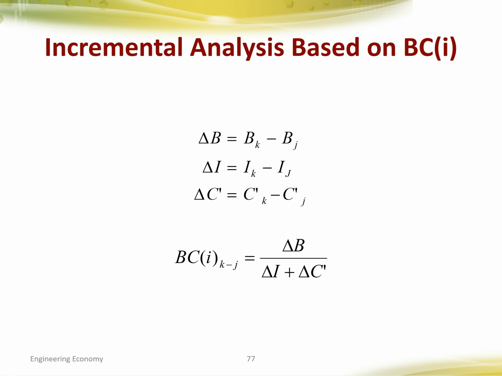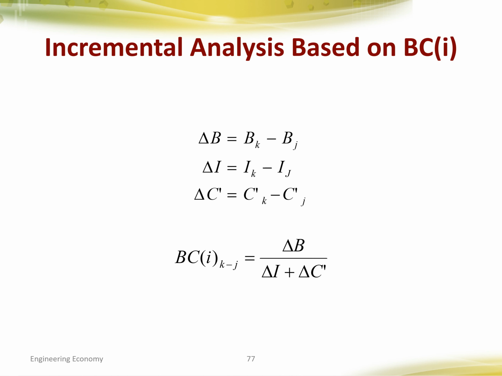Okay, so it's K minus J, and this is the benefit cost ratio. When the benefit cost ratio is greater than 1, we will accept this alternative, and this incremental alternative represents K over J. So if this incremental cash flow is accepted, it means that K is better than J.